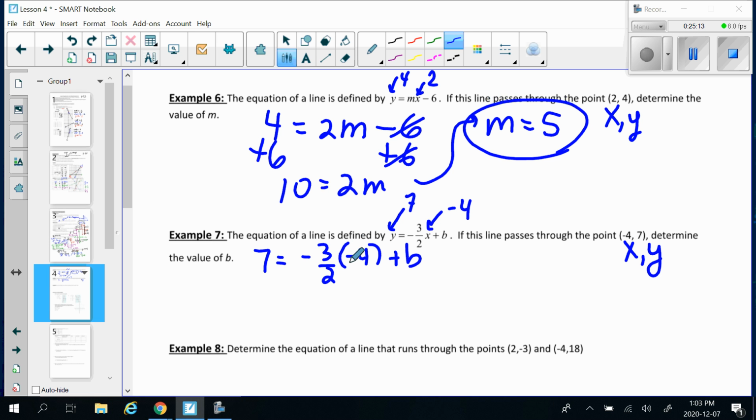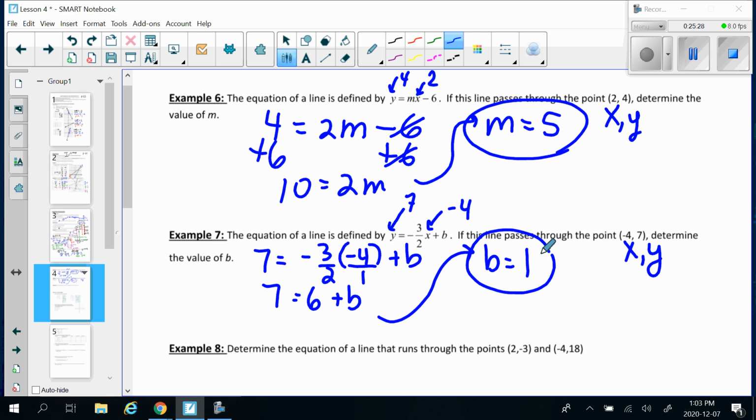How do I deal with this? Just be really careful, guys. This is a fraction times a fraction. So this is actually 12 over 2, which is 6. So you can see that b is going to be 1. Okay, so if you are missing a value like b or m, but you have a point, you can plug in for x and y. You can solve for that value. It's just hard right here. This is where students would make a mistake.